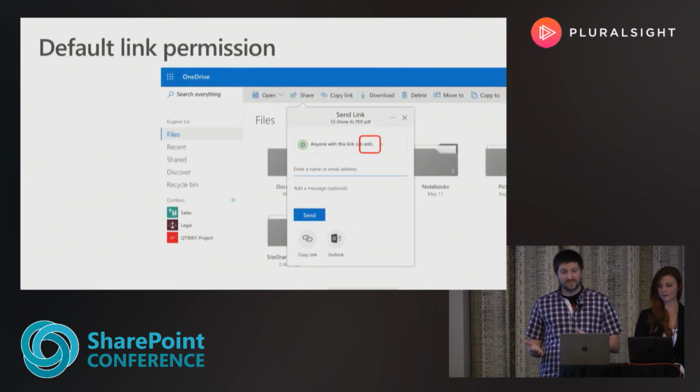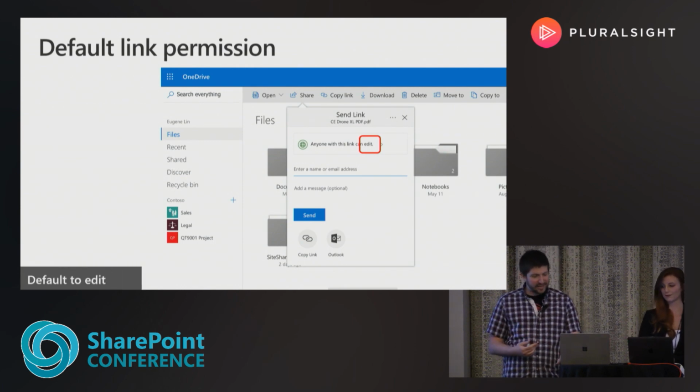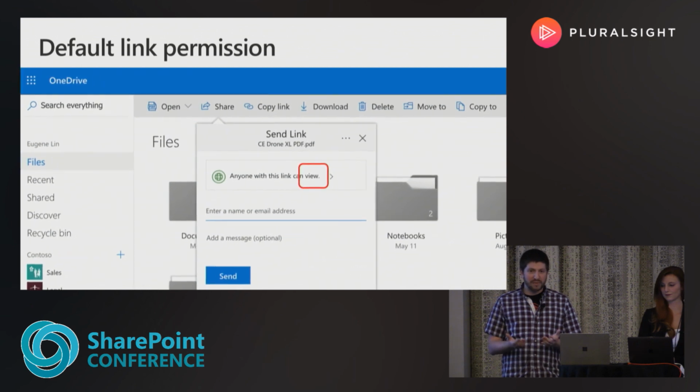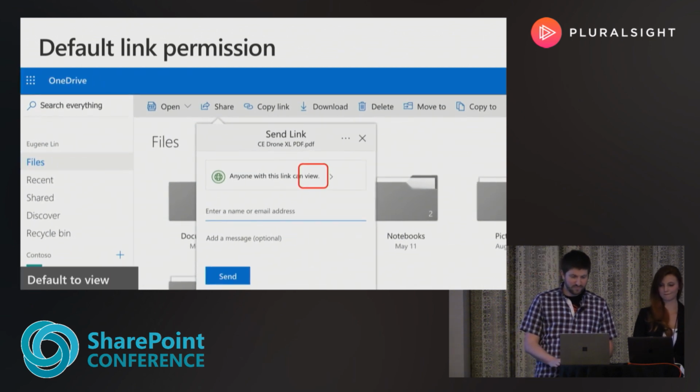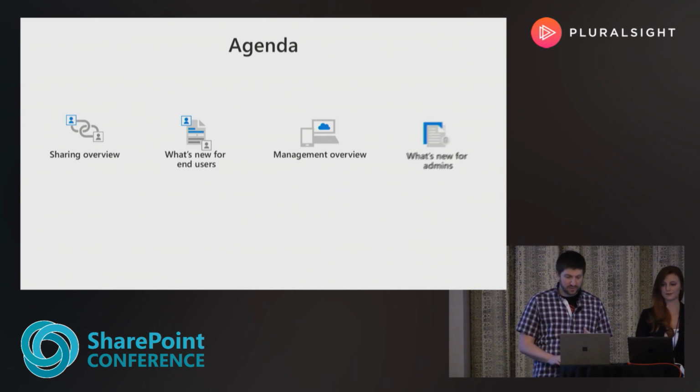And just like you can set the default link type, you can also set a default link permission. By default, we set it to edit, but if you want files to be view only by default, you can do that too. So that's the overview of all of the management capabilities that we actually have in the product today. So let's talk about what's new.